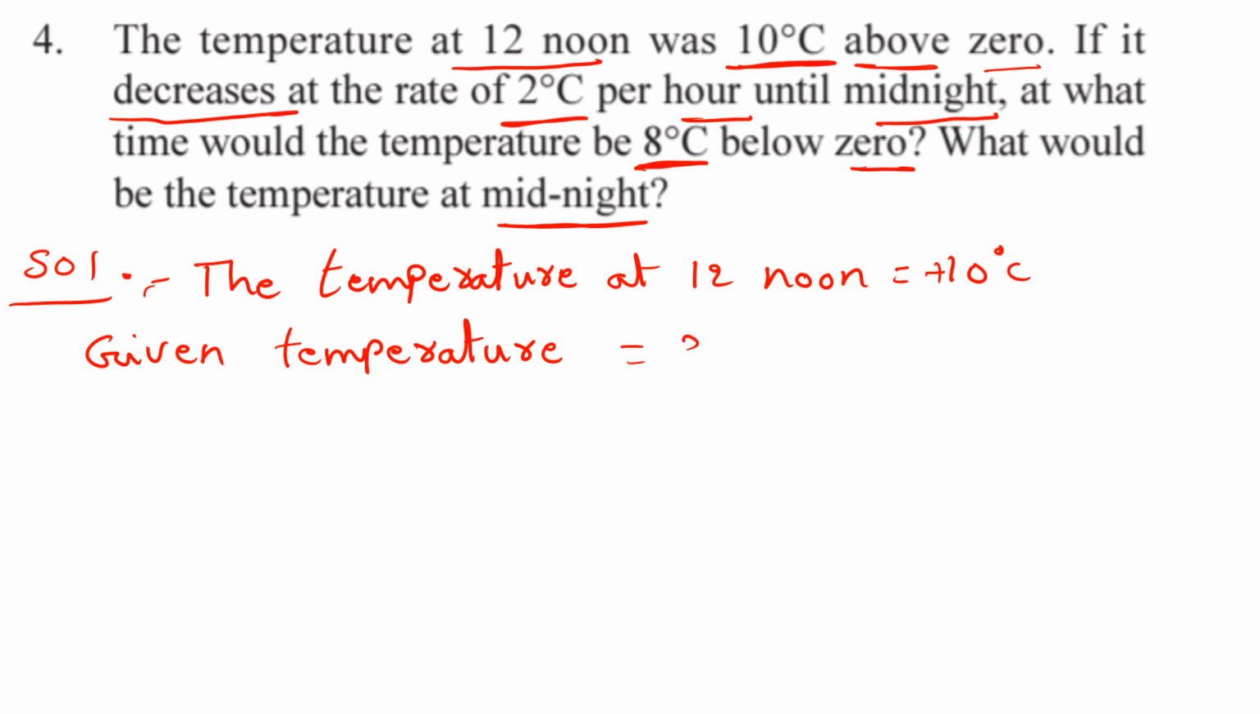The given temperature is equal to 8 degrees centigrade below zero. Below zero means that is minus 8 degrees centigrade, right? So now, what is the difference between those two temperatures?